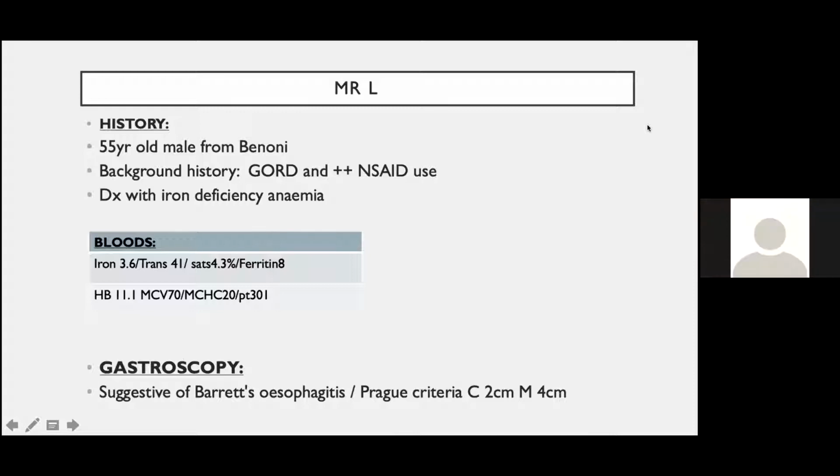The case I'm presenting now is Mr. L, a 55-year-old male from Benoni. He has a background history of GORD and NSAID use. He came in with a diagnosis of iron deficiency anemia. And on his scope, we found Barrett's esophagus. And as Prof has mentioned, the Prague criteria was C 2 centimeters and M 4 centimeters.